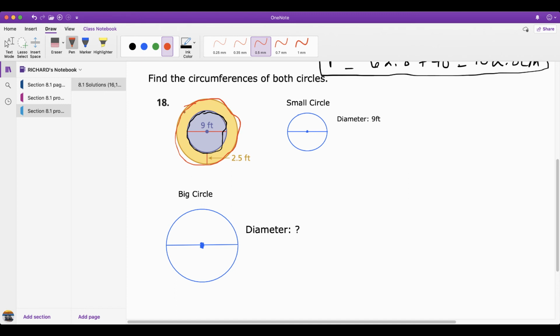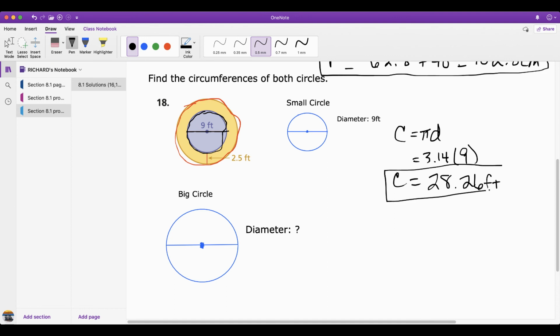Why? Because I already have one right here, right? I already have this diameter here. So I can just go ahead and say, for the small circle, circumference equals pi times the diameter, which is 3.14 times 9, and that equals 28.26, and my units are feet. So I've got the circumference of the small circle.